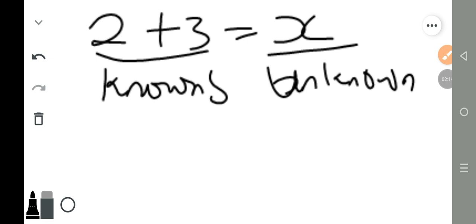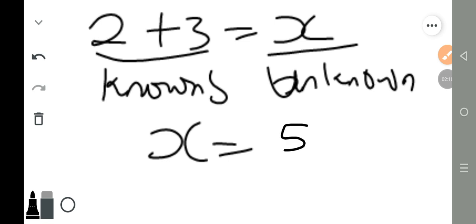That means x is equal to 2 plus 3, which is what? 5. And that's your answer. So your x becomes 5. The unknown has become known. Your x is 5 already. That's how simple it is. Now let's look at an example.